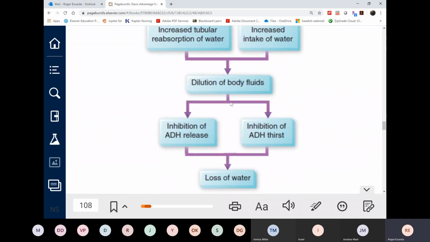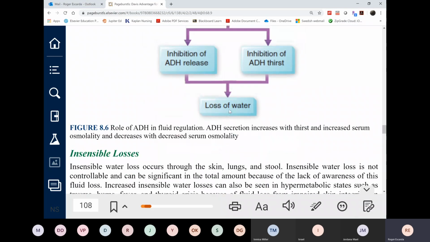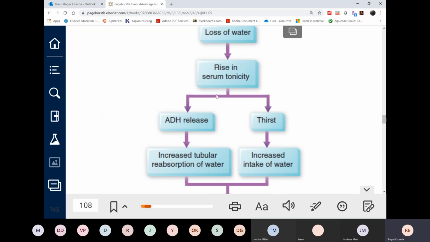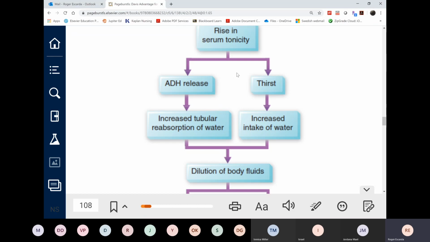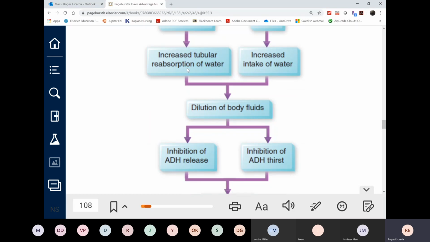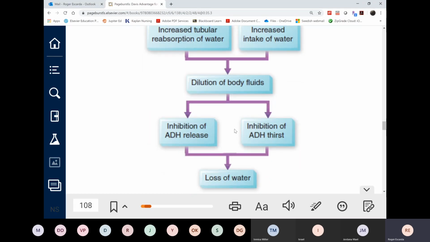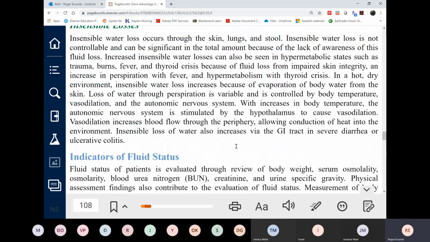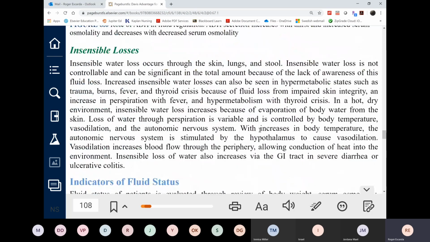So here is the illustration of ADH regulation. It's simply a regulatory response. The same thing: you lose water, blood pressure drops, sodium level drops, oxygen drops, this will be released. Okay, and then it only controls water, so this will cause an increase in blood volume. And then we have insensible losses. Again, this varies.